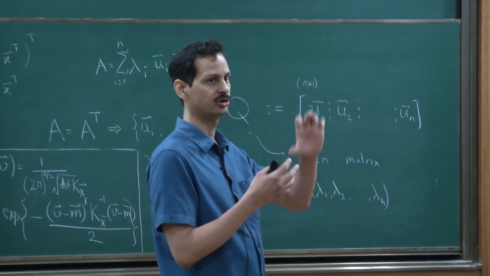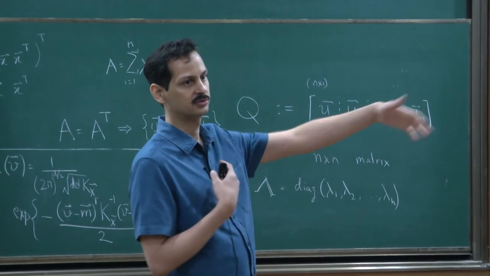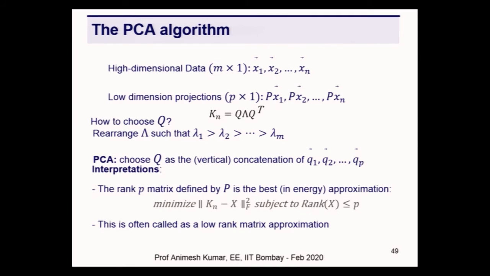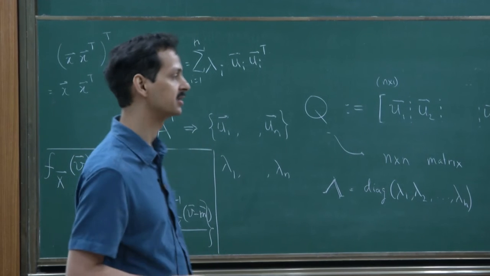So you want to think of P as something which is not tall, so it's short and fat. All right. So p is much smaller than m. For example, m could be, let's say, 784. p could be 100, in which case this matrix P is 100 by 784 in dimensions. You want to imagine like a short and a wide matrix.